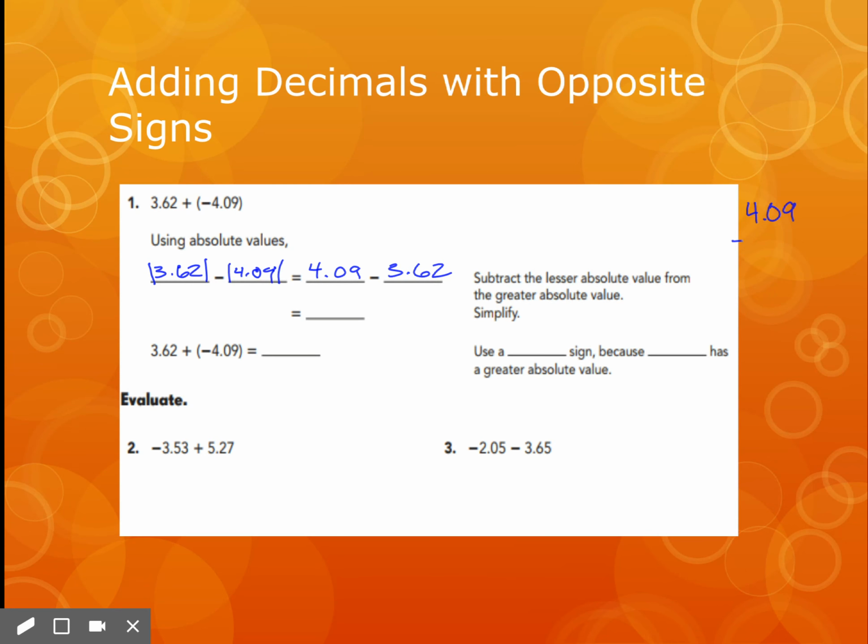4.09 minus 3.62. 9 minus 2 is, of course, 7. Then I can't do 0 minus 6, so I have to borrow. Now I can do 10 minus 6 is 4. I bring my decimal straight down, and 3 minus 3 is 0. So that would be 0.47. Now I look and see my larger number here is negative, so my answer is negative 0.47. Why don't you try and solve number 2 and number 3 and come back and check your work against mine.